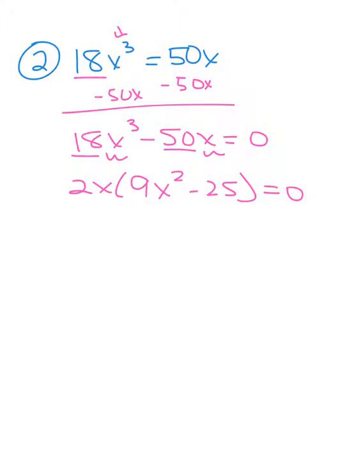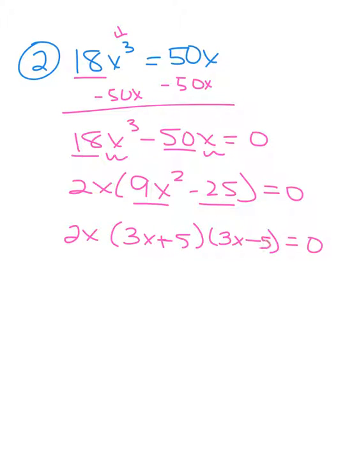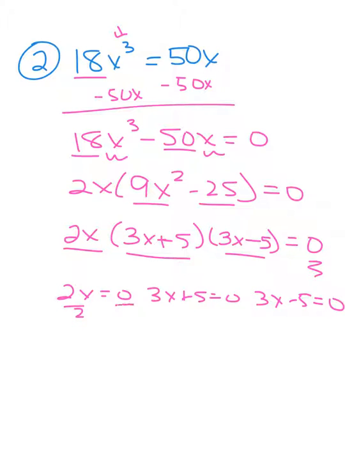Now I notice I have a perfect square minus a perfect square, so I'm going to rewrite my greatest common factor. Square root of 9x squared is 3x, so I have 3x and 3x. I have a plus and a minus, and square root of 25 is 5. Now again, we're solving, so if I know that when I multiply these three things, I get 0, one of them has to equal 0 by the zero product property. So I have 2x is equal to 0, 3x plus 5 is equal to 0, and 3x minus 5 is equal to 0. Divide both sides by 2, I have x is equal to 0.